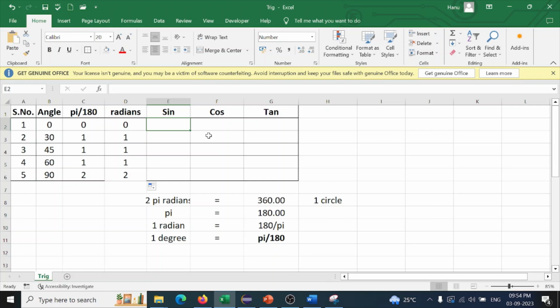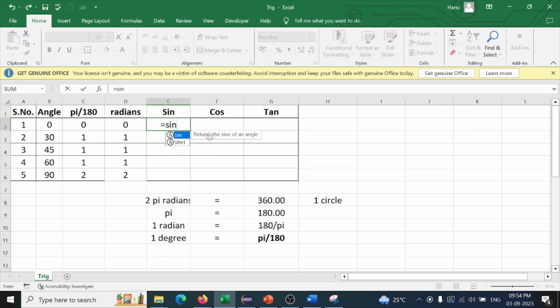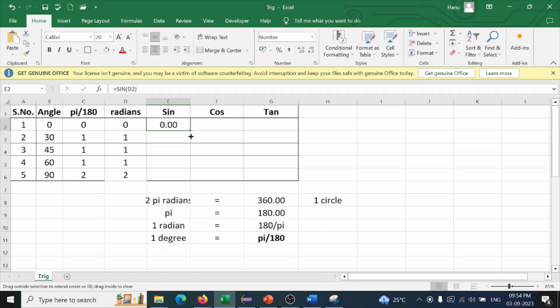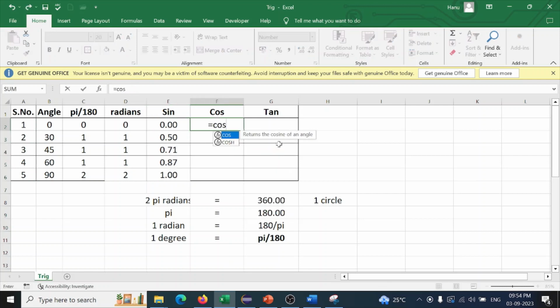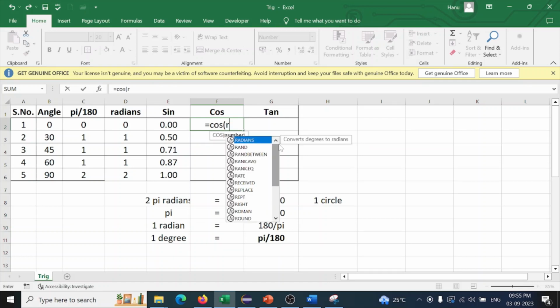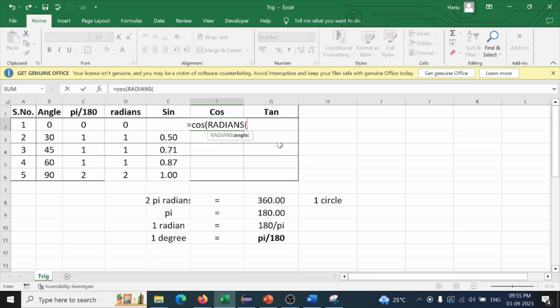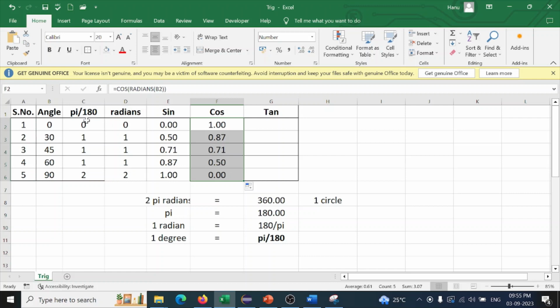Now let us put it in sine theta. Sine bracket open, D2, that is our radians, enter. Just drag it, and we are going to get the sine theta values for the angles. Now we can also use it directly. Let me use cos bracket open, RADIANS of directly the angle. So I can do this directly also, without first converting into radians and writing it separately.